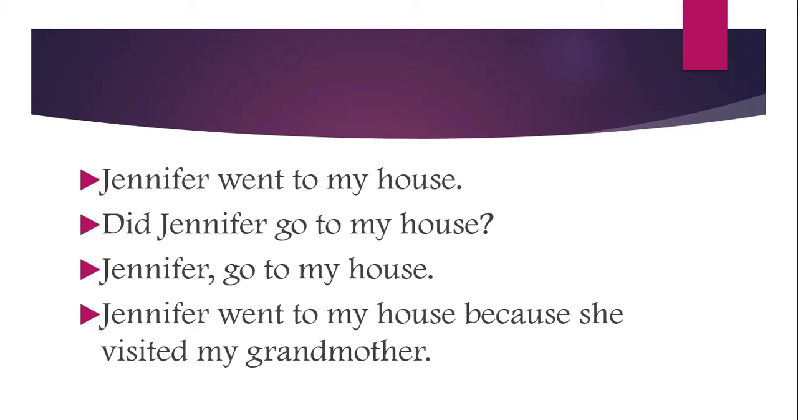So here are examples of sentences. First, Jennifer went to my house. In this sentence, it's clearly stated that the speaker is conveying a statement. Jennifer here is our subject, went is our verb, and to my house is our object. The second sentence: Did Jennifer go to my house? This conveys a question, or the speaker is asking a question. The third one: Jennifer, go to my house. The speaker is conveying a command to Jennifer. In the last example: Jennifer went to my house because she visited my grandmother. This sentence is conveying clauses.